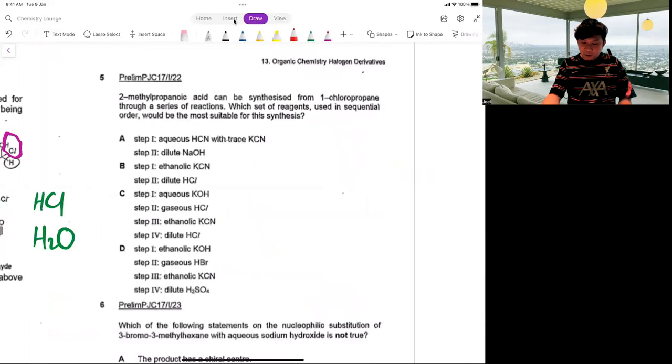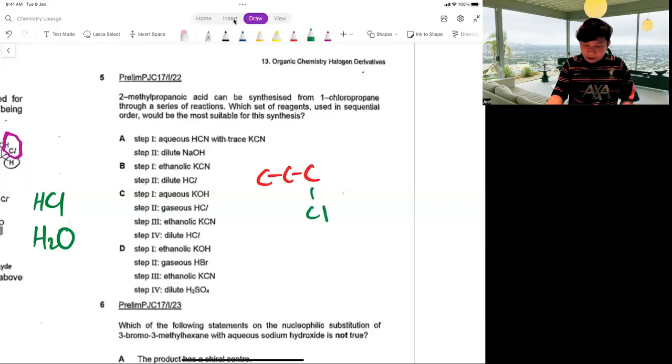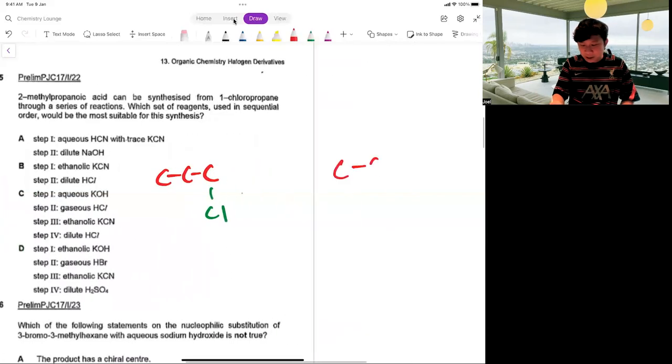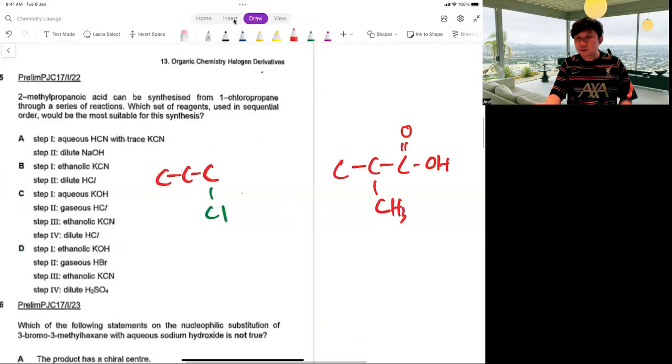No choice, I got to draw. Hopefully you all draw. If not, I cannot see it. From that, right, 1-chloropropane, right? So propane is 3 carbons. 1-chloro is, there's a Cl here, right? Or left or right, no issue. 2-methylpropanoic acid. What is 2-methylpropanoic acid? So propanoic acid, 2-methyl. You see? Count the position from the carboxylic acid. Okay lah. So that's all.